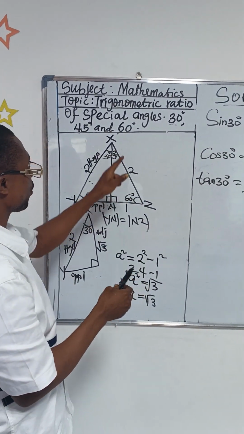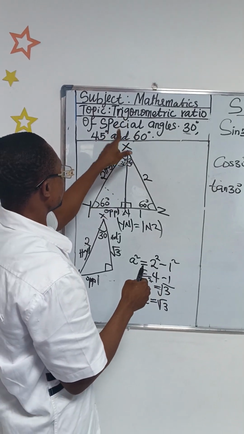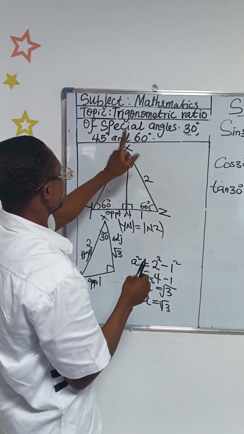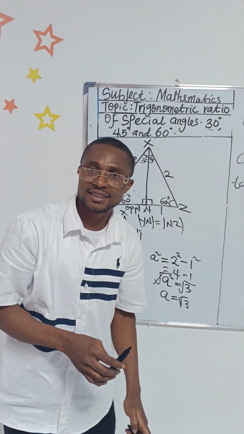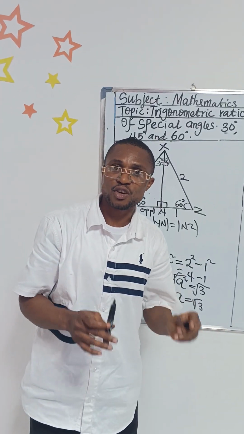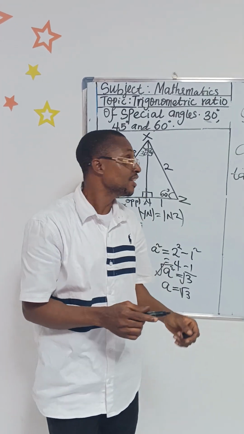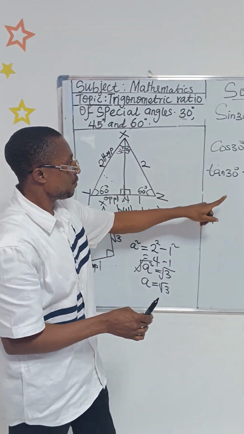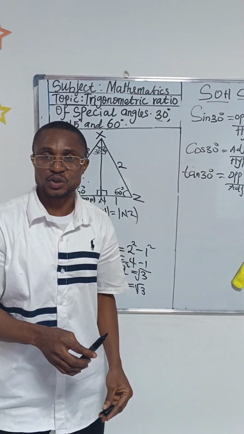The next class we are going to look at sine 60, cos 60 degrees, tan 60 degrees, sine 45 degrees, cos 45 degrees, and so on. So that is where we are going to stop for today.